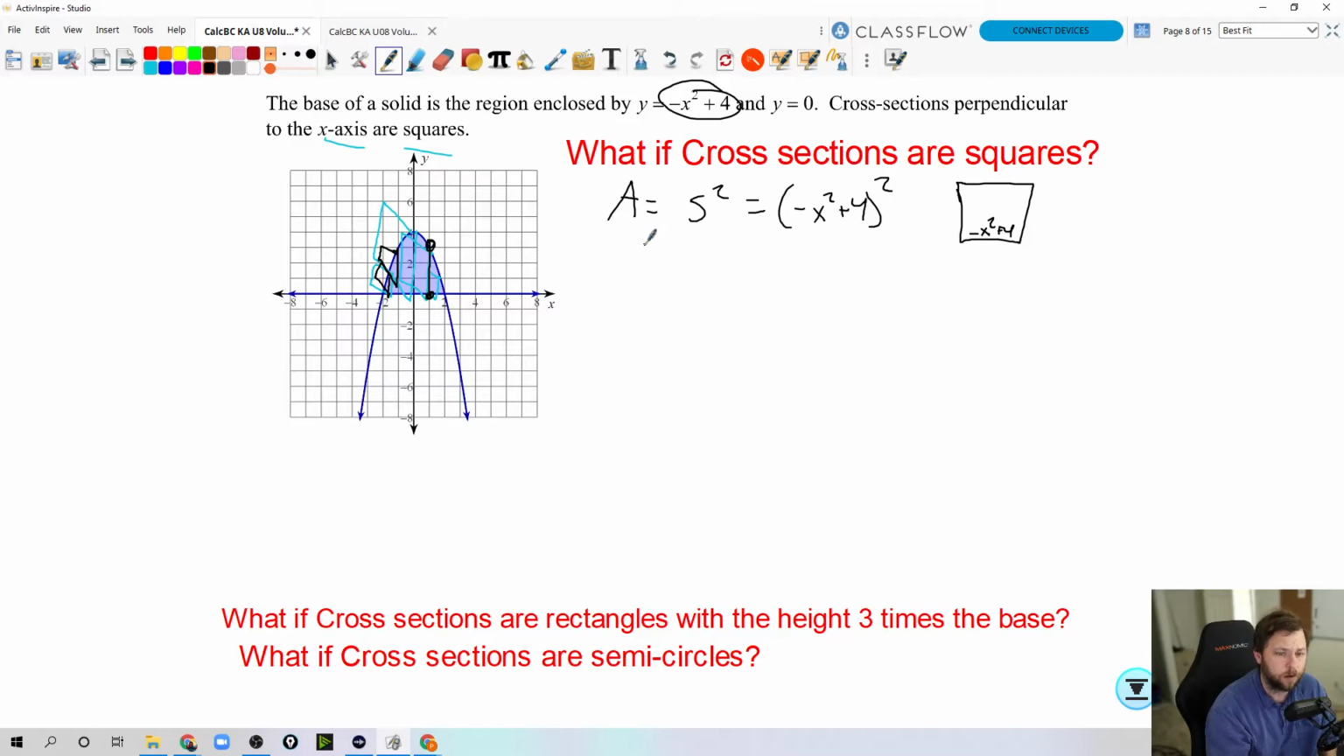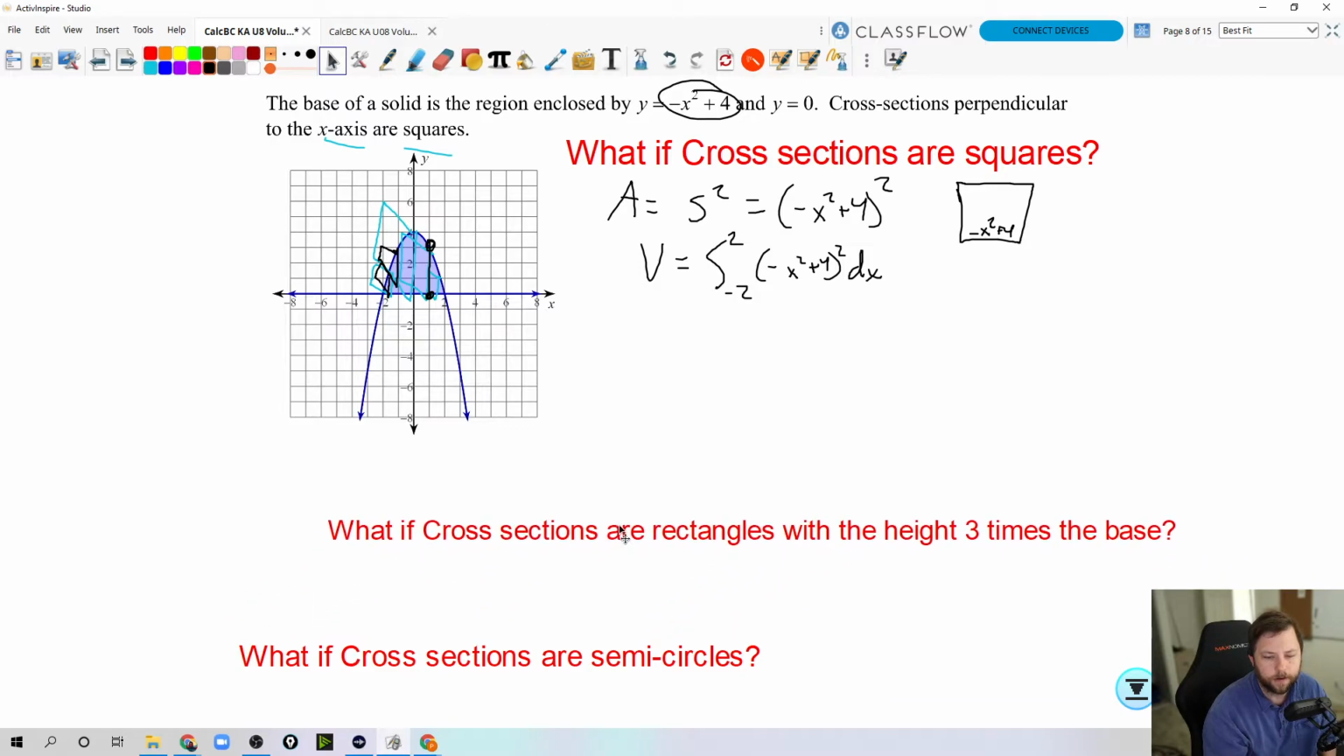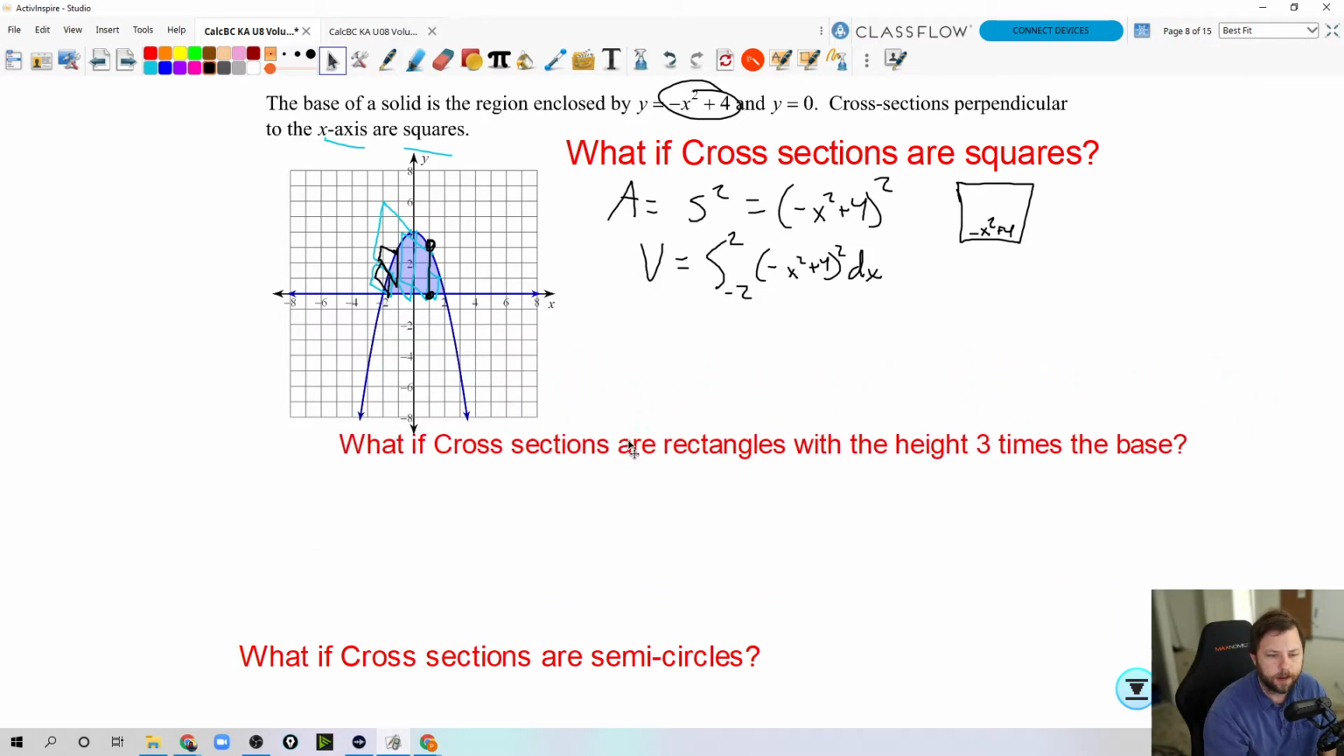So as an integral, as a volume, I can say my volume is the integral from negative 2 to 2 of negative x squared plus 4 squared. So that would be my function. I can plug it into a calculator or do whatever. I'm going to avoid that. Now I'm going to take that same one. I'm going to ask this question.